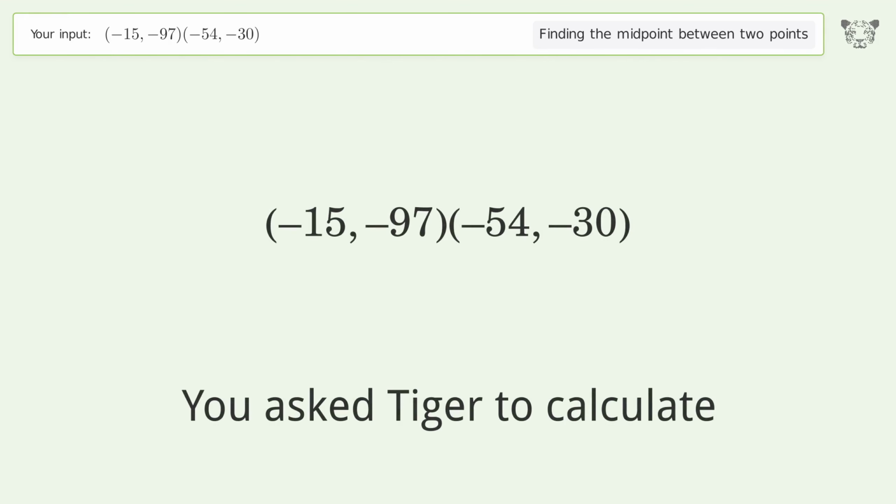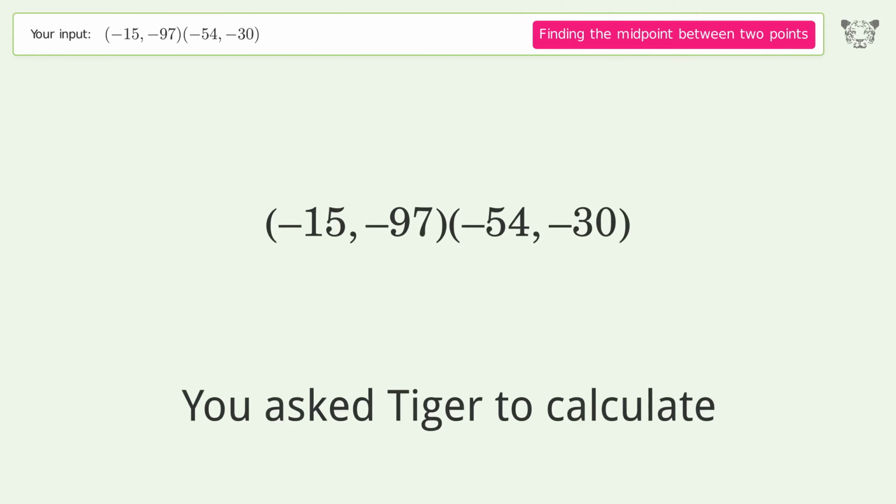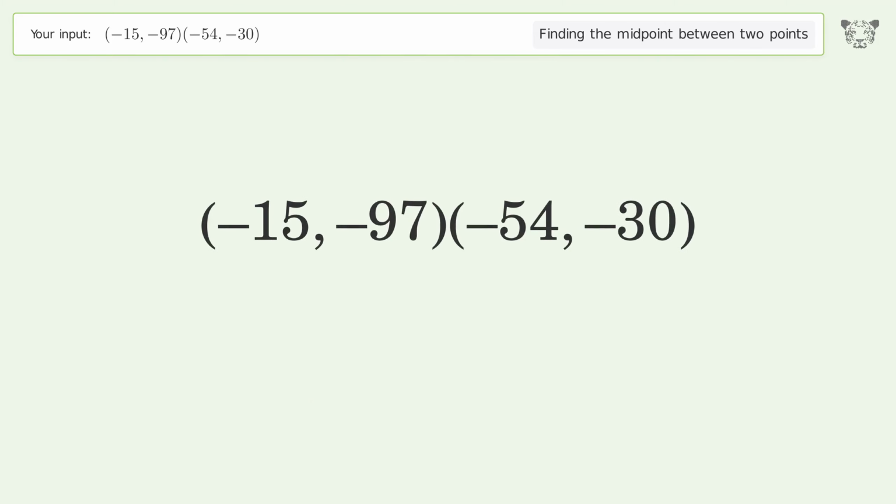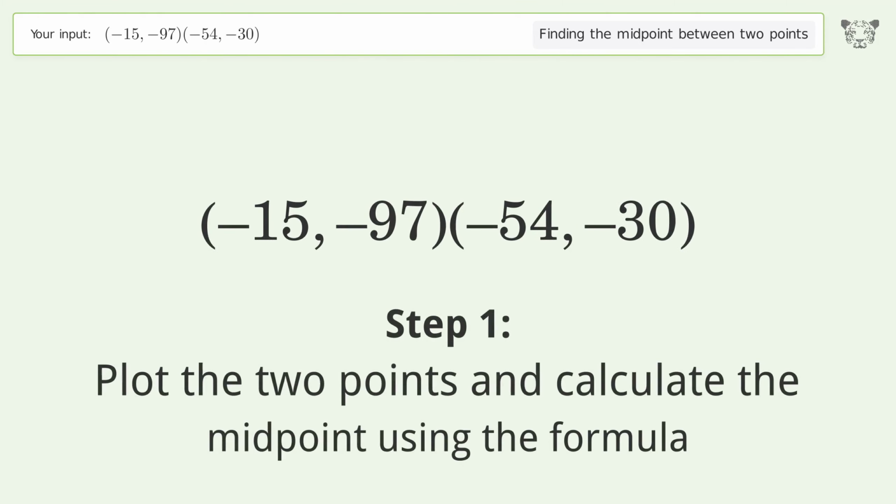You ask Tiger to calculate. This deals with finding the midpoint between 2 points. The midpoint between the 2 points is -34.5, -63.5. Let's solve it step by step. Plot the 2 points and calculate the midpoint using the formula.